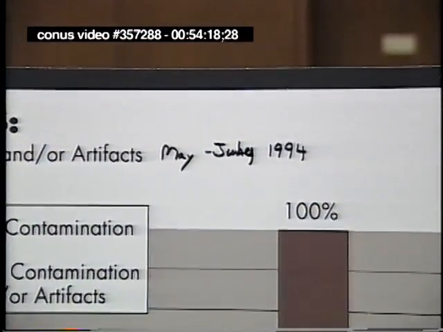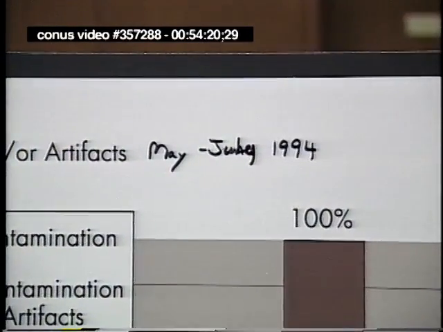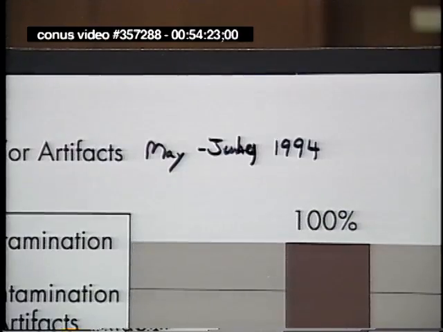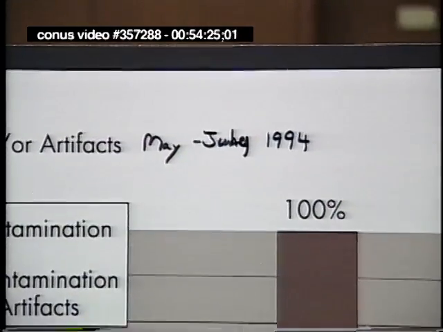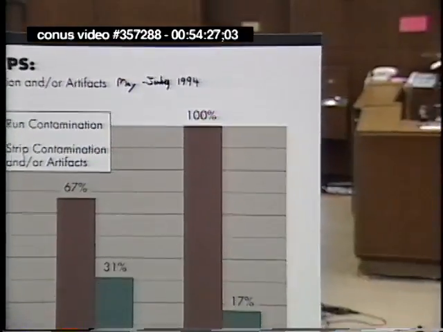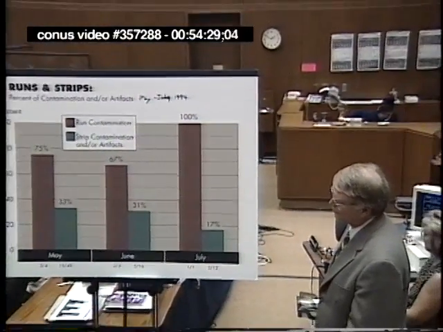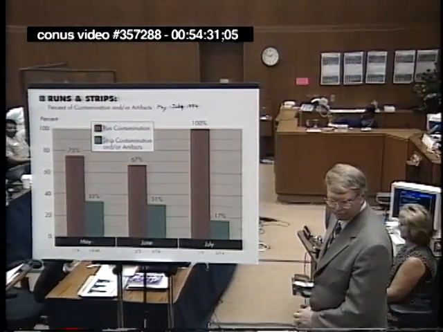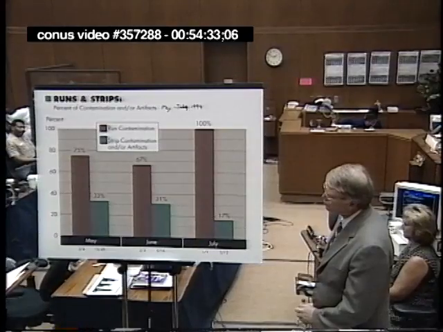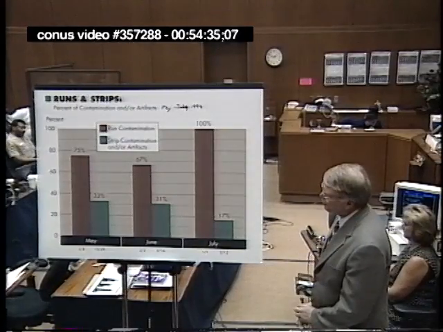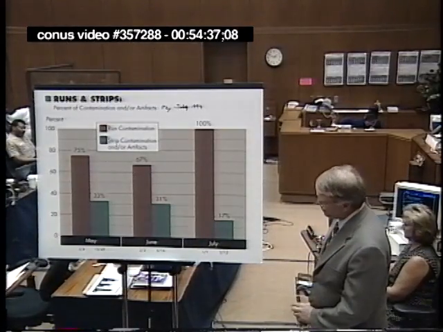Now, Dr. Gerdes, is May through July of 1994 the period bracketing the testing done in this case? It is. All right. And did you see essentially the results consistent with your overall findings of contamination in the laboratory during this period? Yes, the contamination persists through that period.